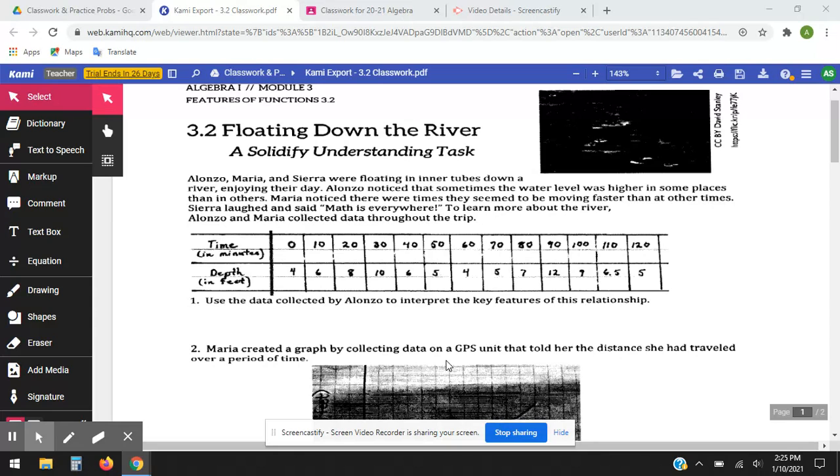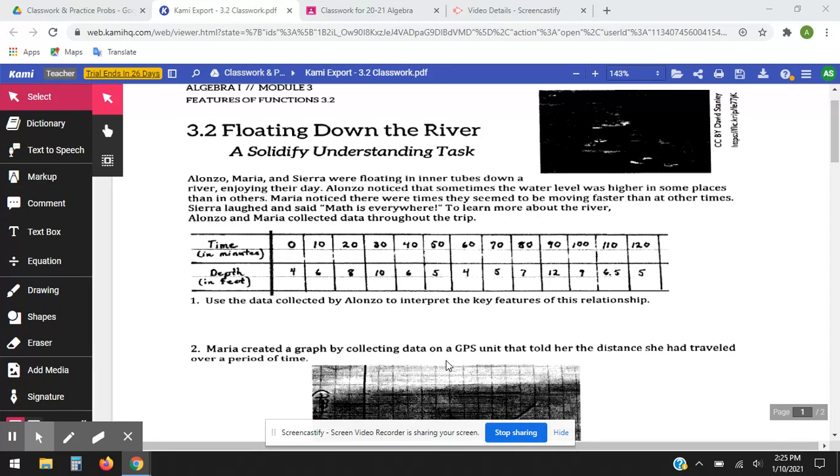So, Alonzo, Maria, and Sierra were floating in inner tubes down a river, enjoying their day. Alonzo noticed that sometimes the water level was higher in some places than in others. Maria noticed there were times they seemed to be moving faster than at other times. Sierra laughed and said, "Math is everywhere."